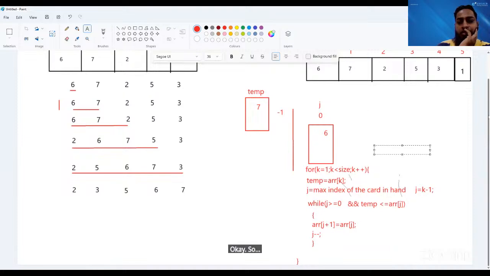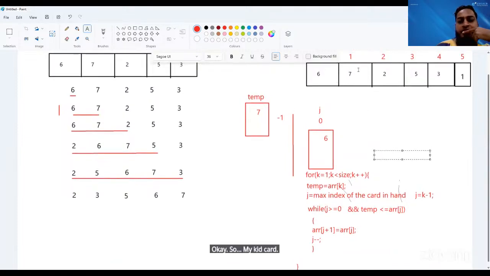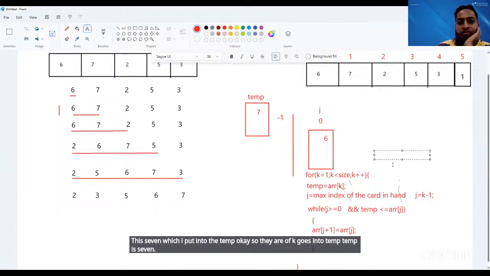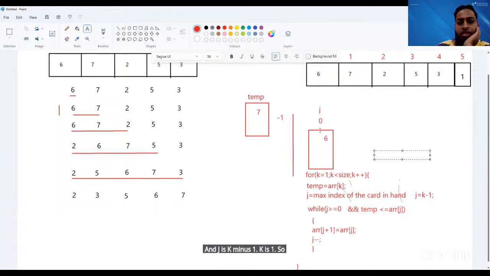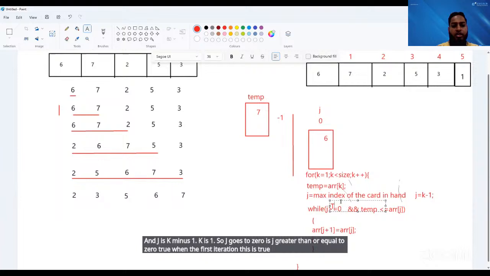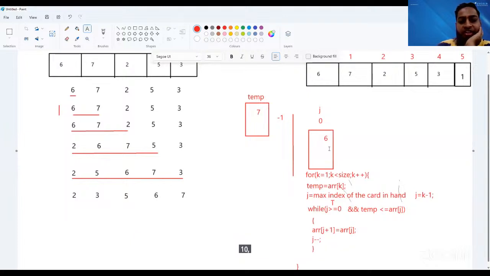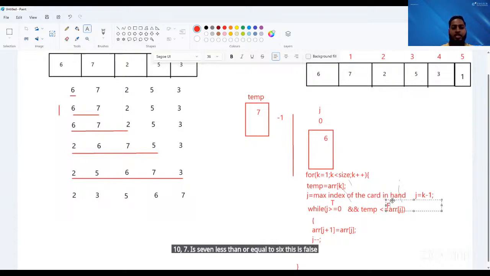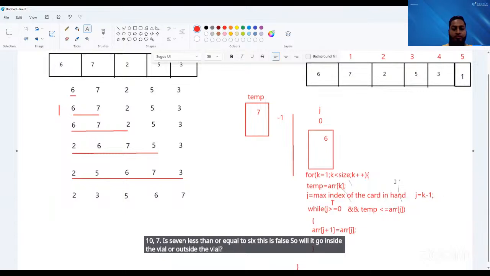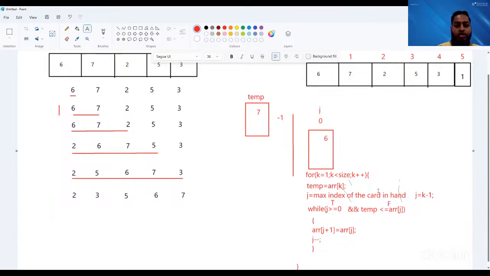So my kth card is 7, which I put into the temp. AR of K goes into temp, which is 7, and J is K minus 1. K is 1, so J goes to 0. Is J greater than or equal to 0? True. So in the first iteration, this is true. And with the AND operator, temp is 7. Is 7 less than or equal to 6? This is false. So will it go inside the while or outside the while? The loop will break.